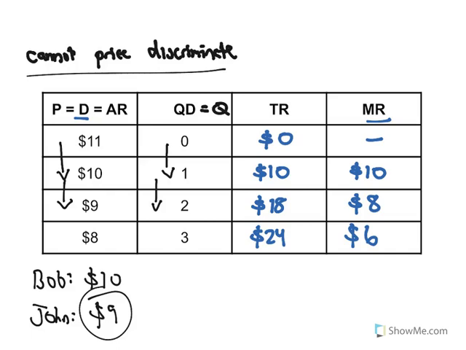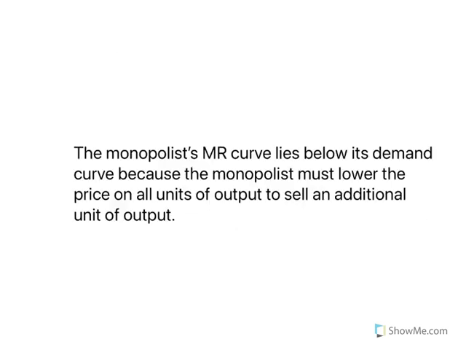But that's the idea here. So once again, the monopolist marginal revenue curve lies below its demand curve because the monopolist must lower the price on all units of output to sell an additional unit of output.